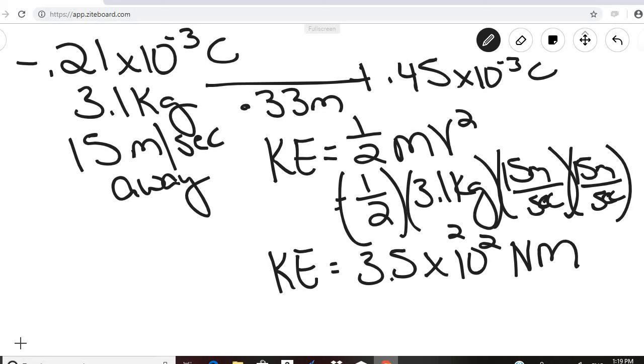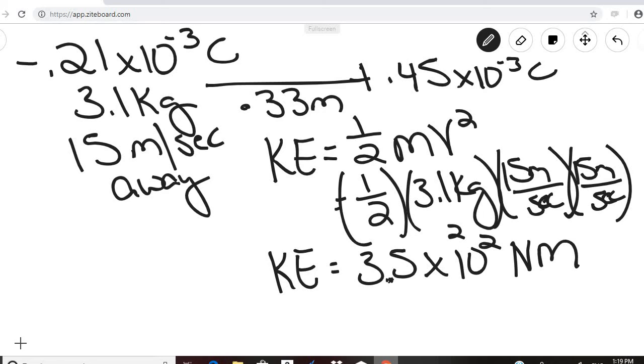Because you're going to have kilogram meters per second squared times meters, which is a Newton meter. So the kinetic energy is 3.5 times 10 to the 10 squared Newton meters. So what does that mean?